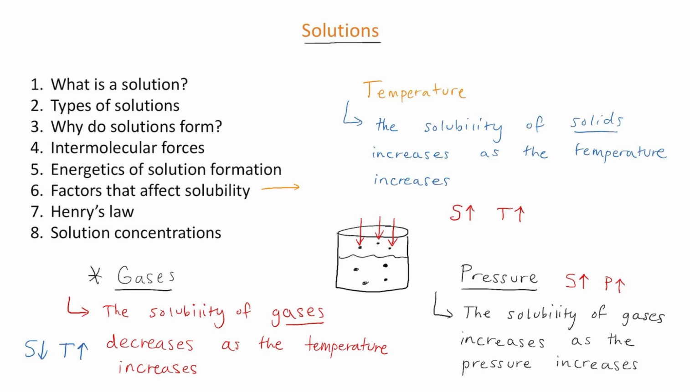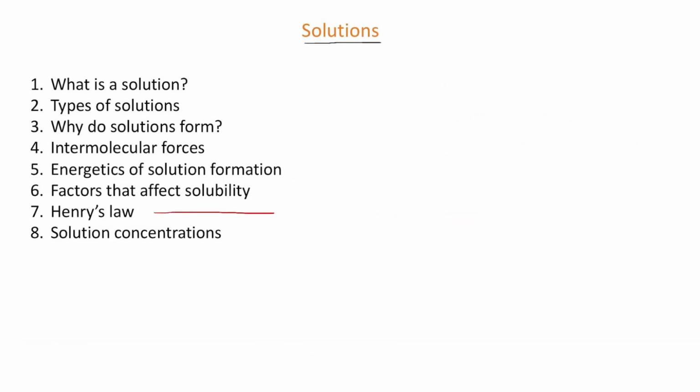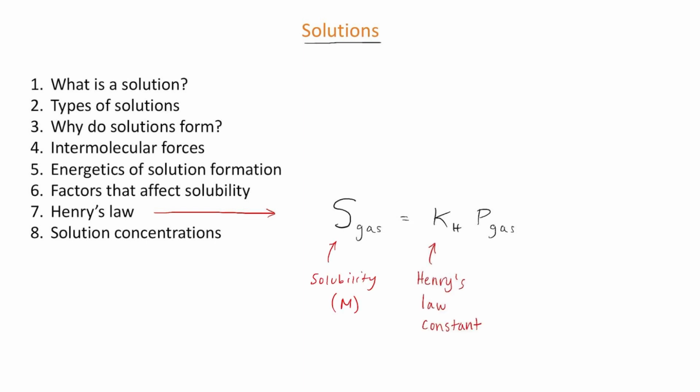And since we're talking about pressure, let's take a look at Henry's law. Henry's law relates the solubility of a gas to the partial pressure of the gas above the liquid. And this is the equation you can use to answer Henry's law questions. This equation states that the solubility of a gas is equal to the Henry's law constant times the partial pressure of the gas. And now it's important to understand where this equation came from.